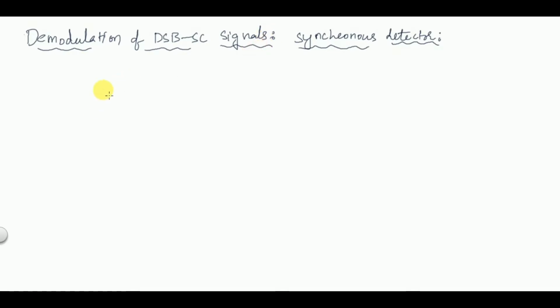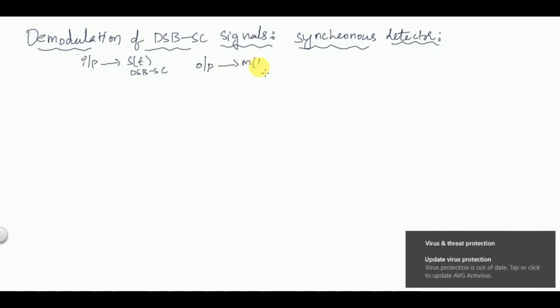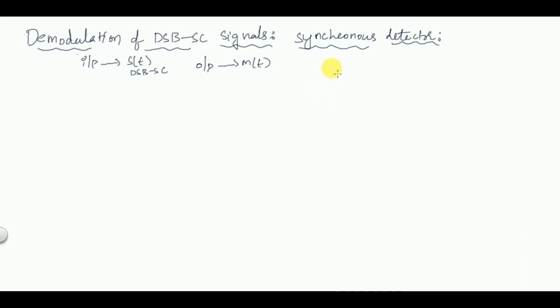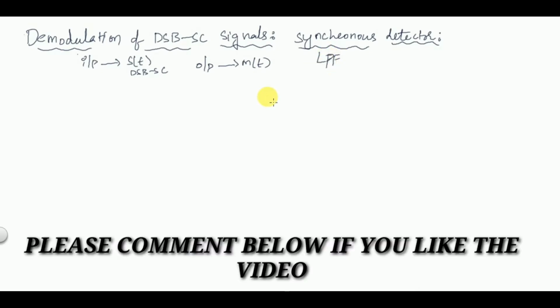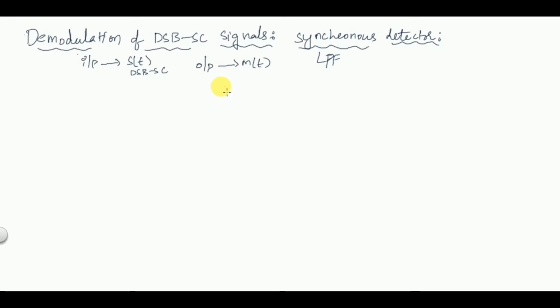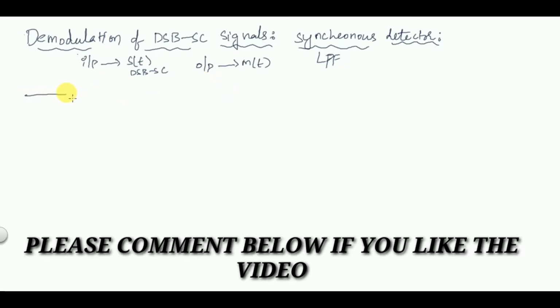Okay, so the block diagram of this synchronous detector. I always have told you for demodulation the input will be the modulated signal, that is the DSB SC modulated signal, and the output will be proportional to the message signal m of t. The type of filter which we use will be a low pass filter. Right, we'll see the block diagram now.